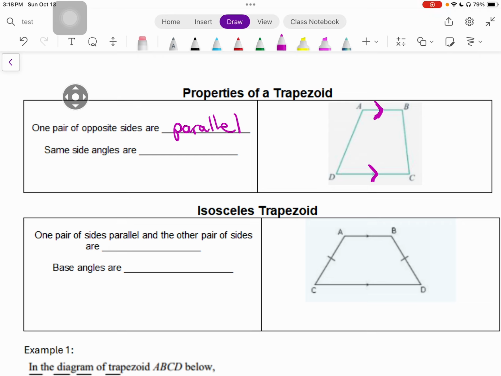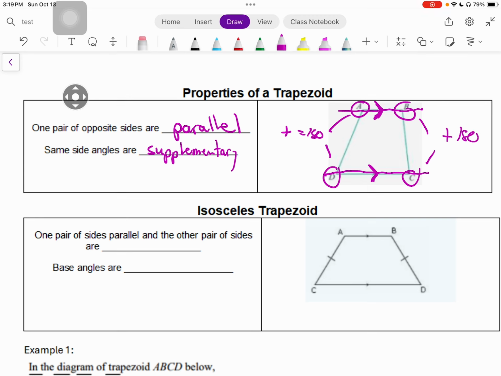All right, and then same side angles are supplementary. What it means by same side is, if you think about these two things as parallel lines, these two angles add up to 180, and these two angles add up to 180. That's the important thing with a trapezoid.